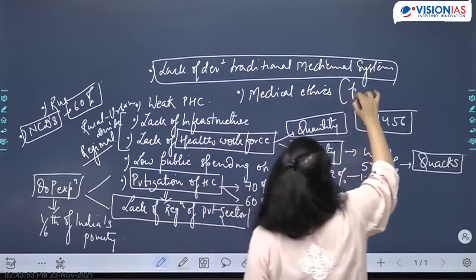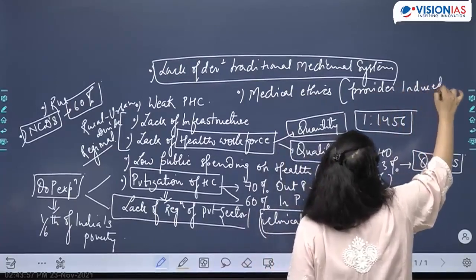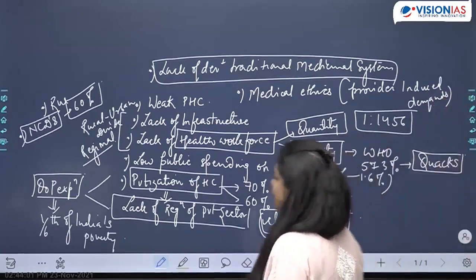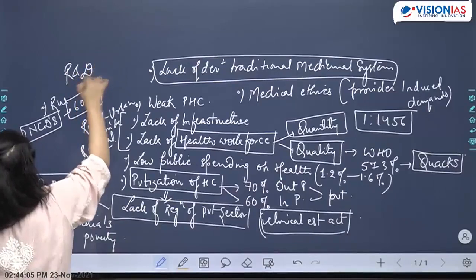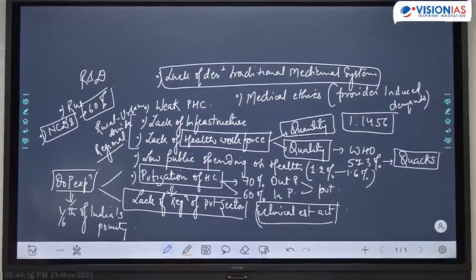There is problem of provider induced demands. There is problem of not recommending generic medicines but the branded medicines. There is lack of research and development. We have to be dependent upon the other countries for, let us say, APIs, active pharmaceutical ingredients, right? So there are too many points which can be written. Is that very clear? Is it making sense?